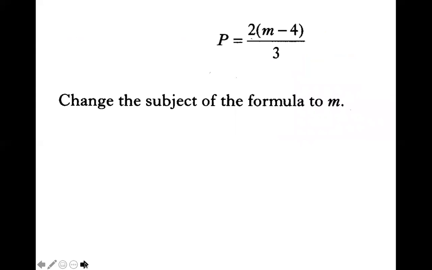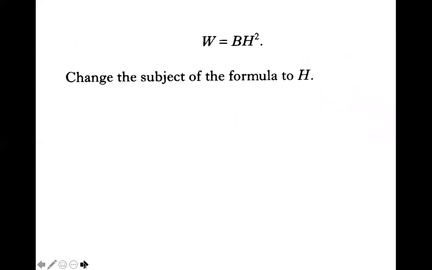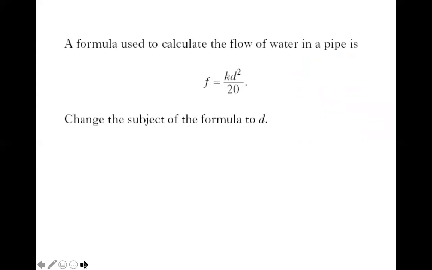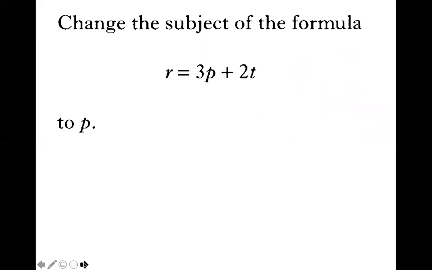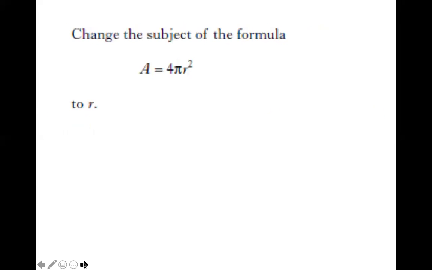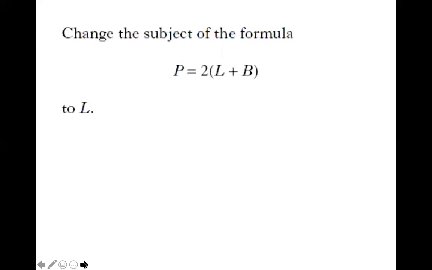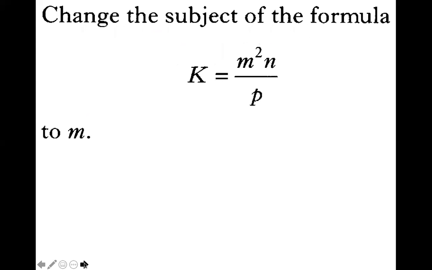Change the subject to M. Again, they like to put these fractions, so get rid of them. Times by 3 both sides, and so on and so forth. Most of them would either have a fraction or a square number, or both a square and a fraction. Or sometimes it could be very simple, a 1 mark. So there's quite a few on that paper anyway.